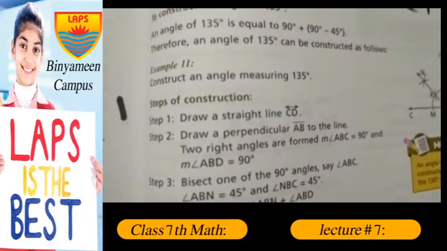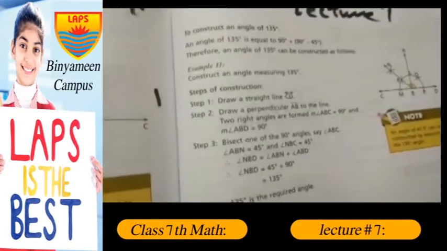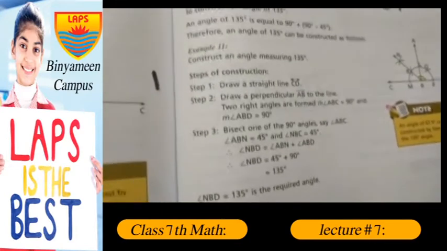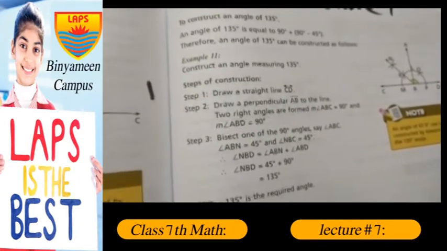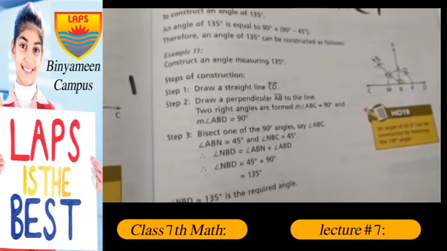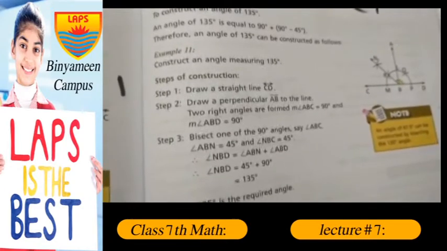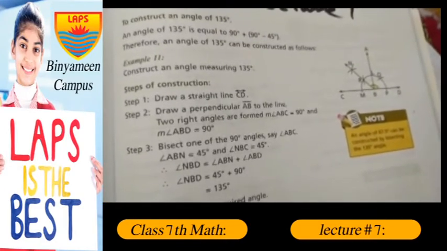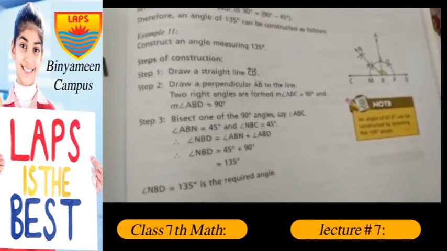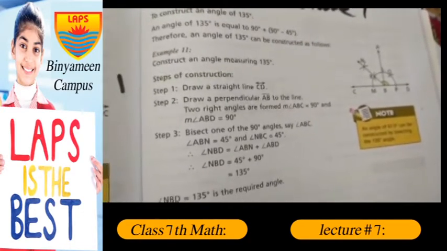Construct an angle measuring 135. These are the different steps to draw. Step 1, draw a straight line CD. Step 2, draw a perpendicular AB to the line to form a right angle. Angle ABC is equal to 90 degree, and angle ABD is equal to 90 degree.